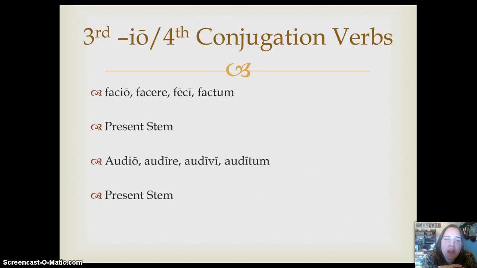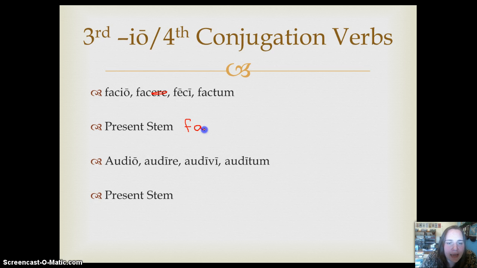Just to remind you, 3rd-io verbs have an ERE without a macron in their second principal part. The only difference between a regular third and a 3rd-io is that a 3rd-io ends in io in its first principal part. The present stem for a 3rd-io is formed by removing the ERE from the second principal part, and so your present stem is fac.